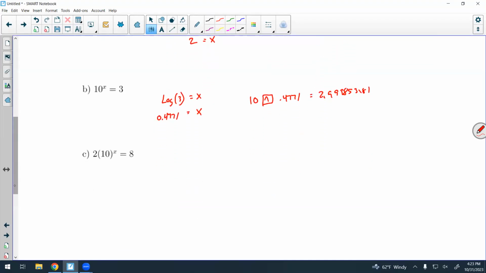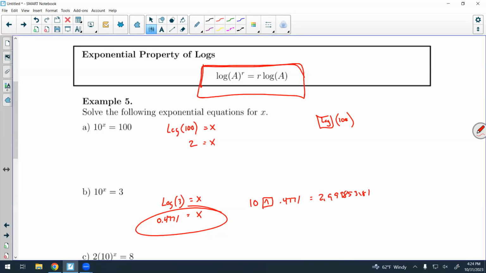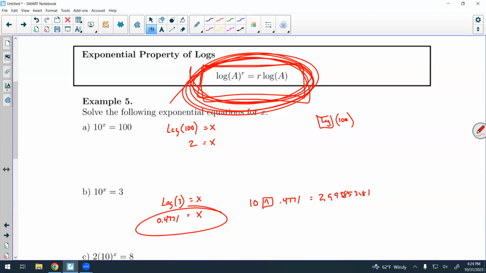How about this next one here? What can we do first? Divide. Let's divide by 2. Get 10 to the x equals 4. So the log of 4 equals x. X equals 0.6021. So that's the easy part. That's what you're going to need to remember. Everybody have this page?